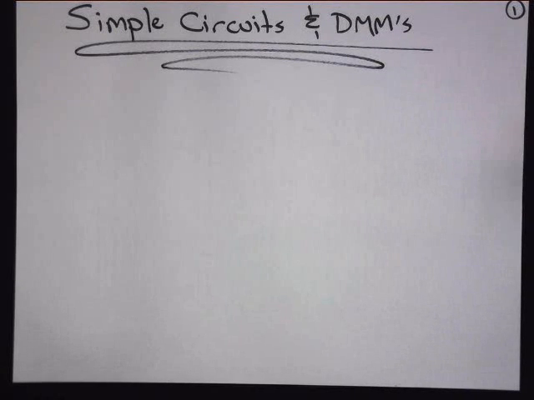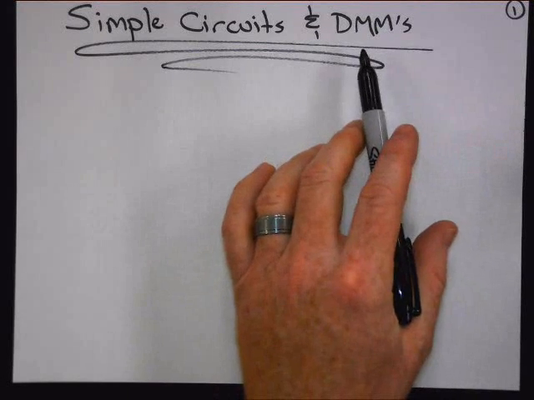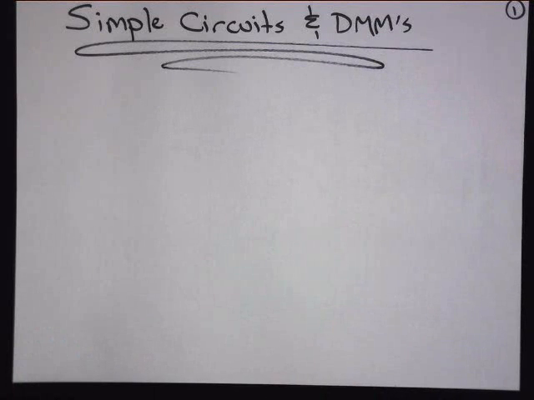And we're going to wrap this one up by looking at these things called DMMs, or digital multimeters. They also go by various other names. They're going to allow you to measure certain properties of an electric circuit.